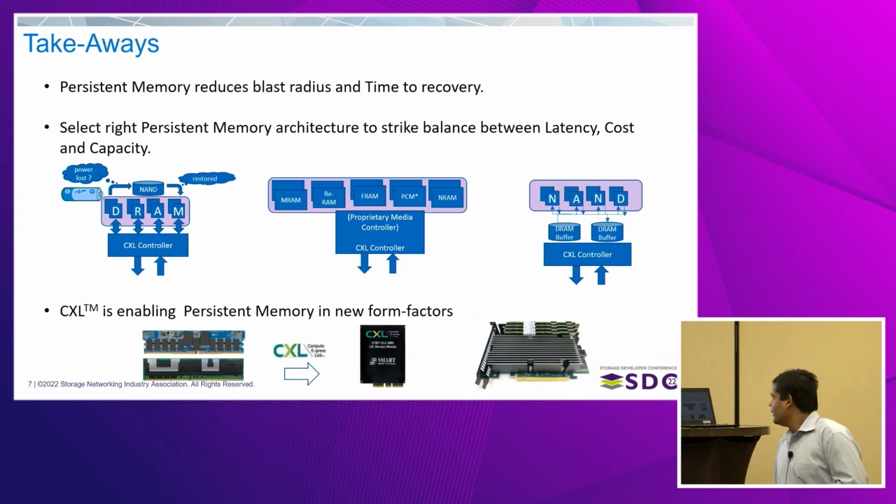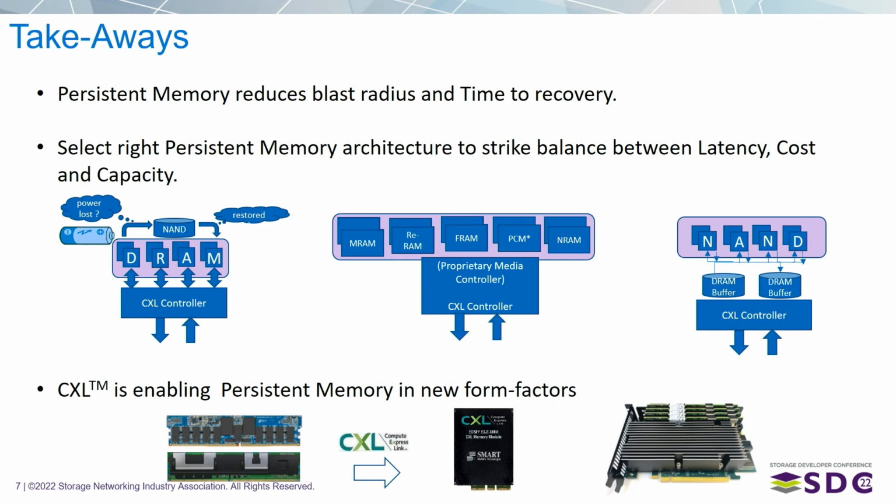So, to end and summarize my presentation, I would leave you with three takeaways. First, persistent memory as a technology is here to stay because it is a key component in highly available systems. Especially, it reduces the blast radius, as we have seen earlier, and it reduces the time to recovery. The second most important point is about the architectures. I showed three different types of architecture, and you have to select the persistent memory architecture based on the latency, cost, and capacity which fits your needs.